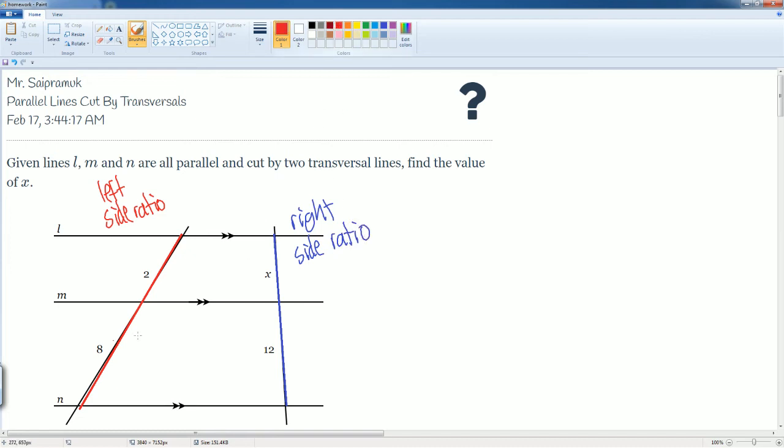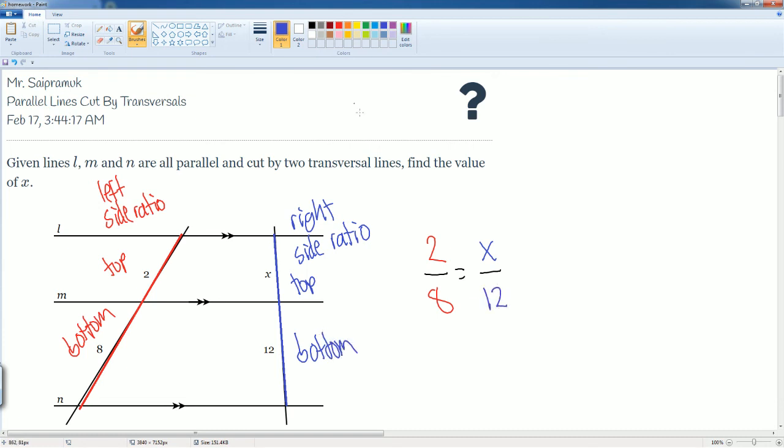Now we can set up the equation. So 2, which is the top part, is going to be divided by the bottom part of 8. That's going to be equal to, because they are similar, this top part on the other side, which is X, divided by the bottom part, which is 12.